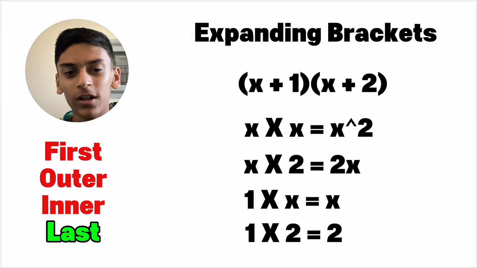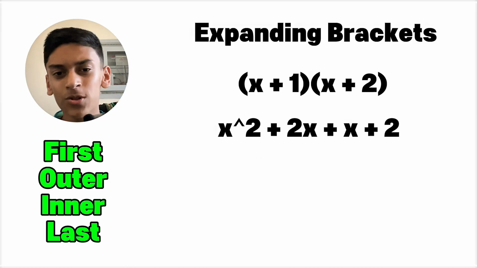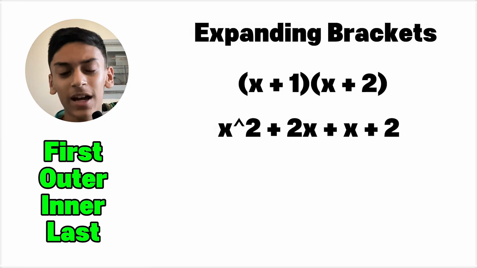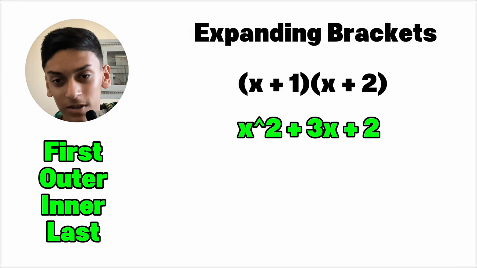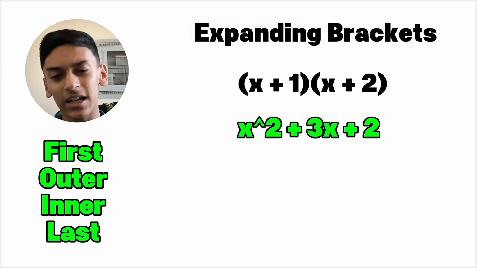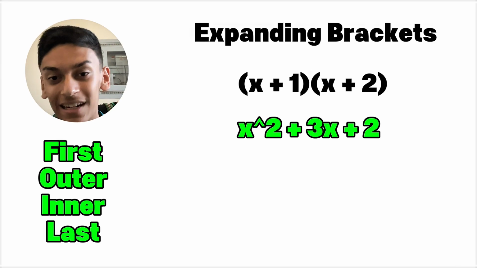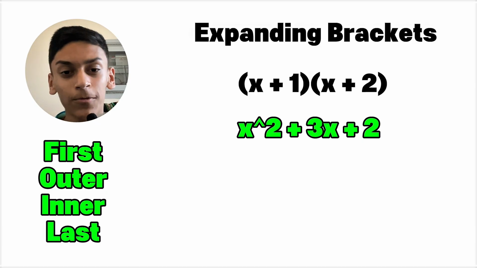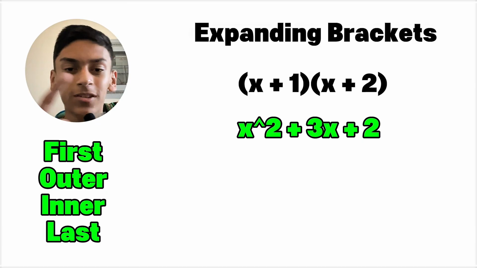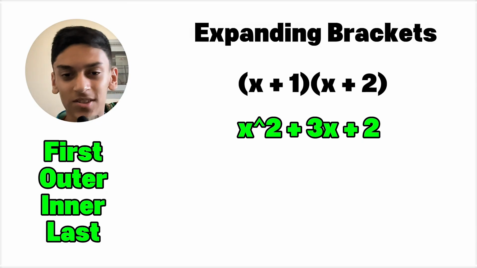We have this over here, as you can see, x squared plus 2x plus x plus 2. So we simplify this to x squared plus 2x plus x. 2x plus x is equal to 3x. So x squared plus 3x plus 2. And that's our final answer. That's how you do it. The first times the first times the second times the first, and the second times the second.